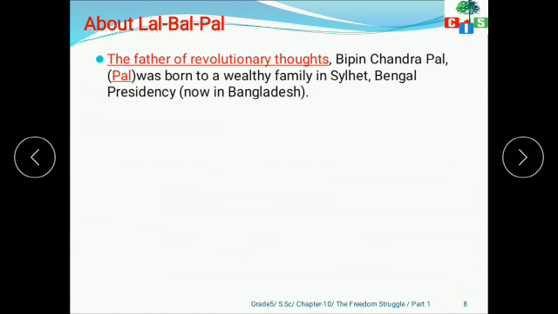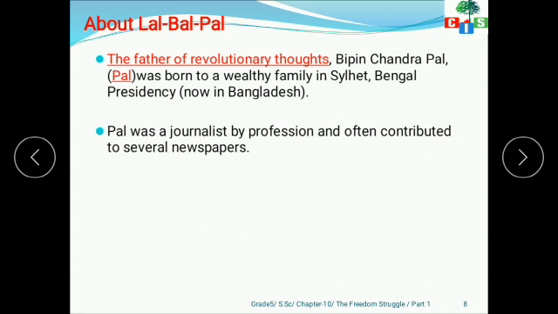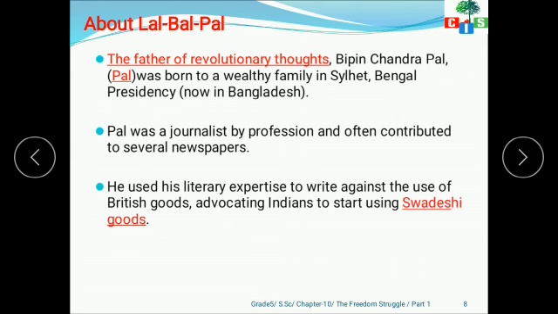Next would be Pal. Who was Pal? The father of revolutionary thought, Bipin Chandra Pal, right? He was born to a wealthy family in Sylhet, Bengal Presidency, which is now in Bangladesh. Pal was a journalist by profession and often contributed to several newspapers. He used his literary expertise to write against the use of British goods, and he always urged Indians to start using Swadeshi goods, Indian goods. So this is all about some of the facts about Lal, Bal and Pal.